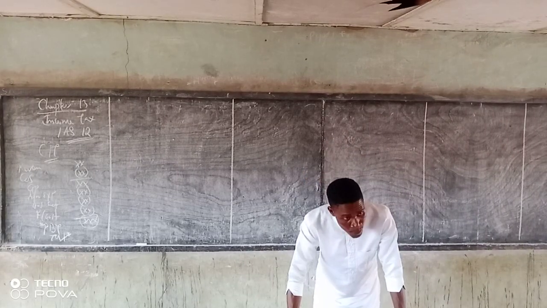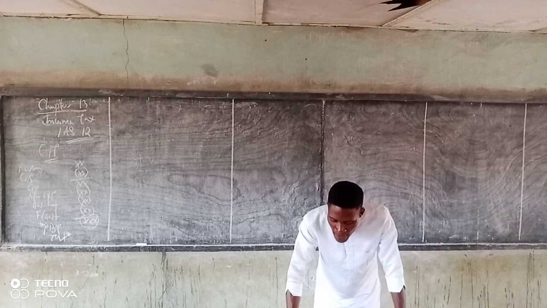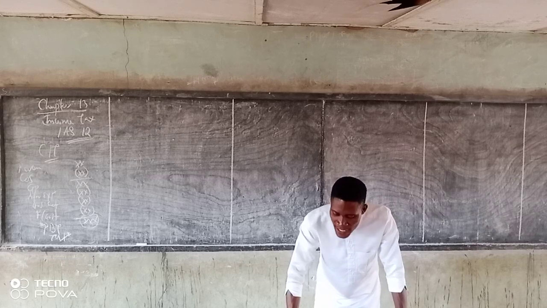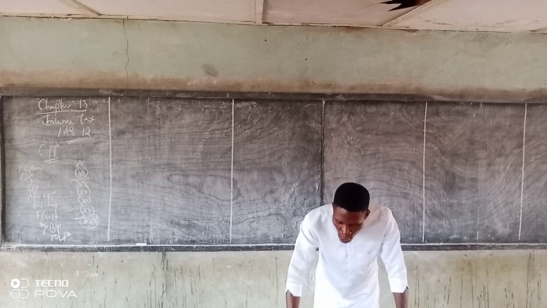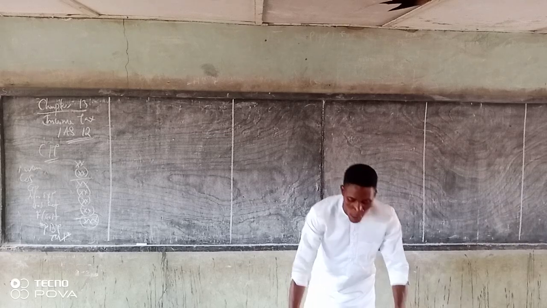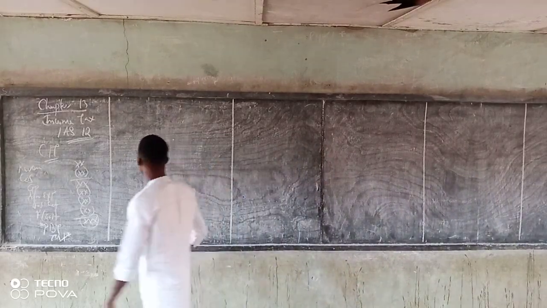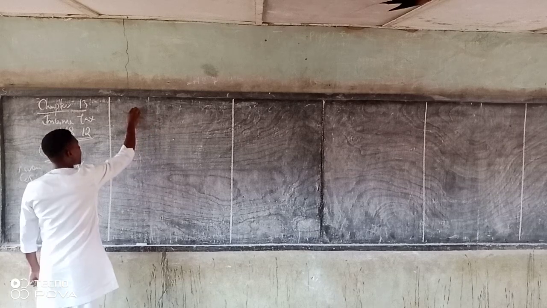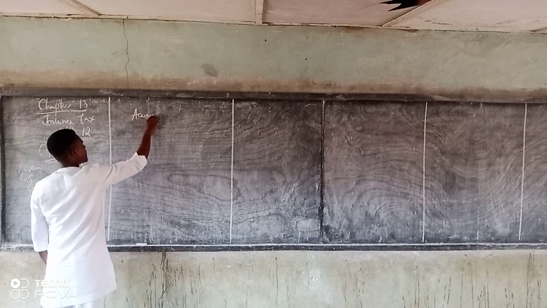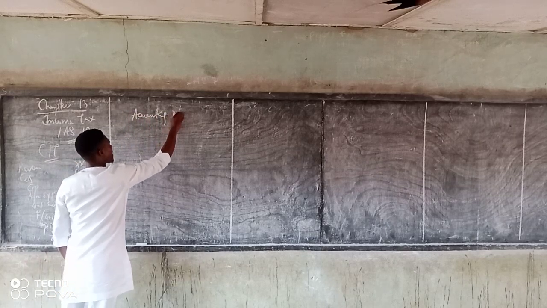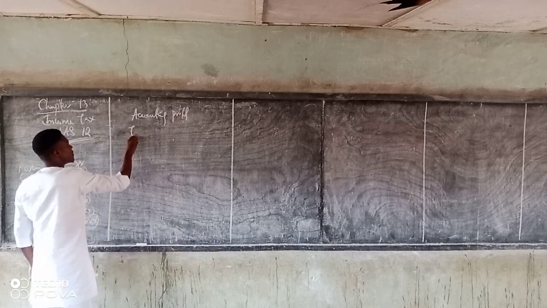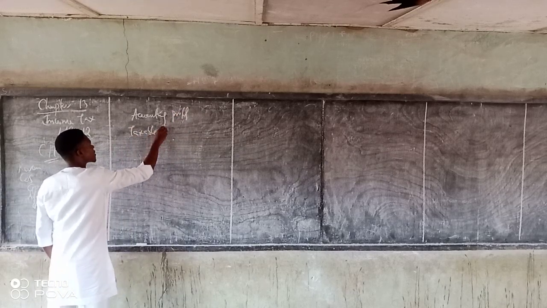Then, what is taxable profit? Taxable profit or loss is a profit or loss for a period determined in accordance with the rules established by the taxation authority upon which income tax is payable or recoverable. Now, please, let me quickly summarize again. We have accounting profit, we have what? Taxable profit.